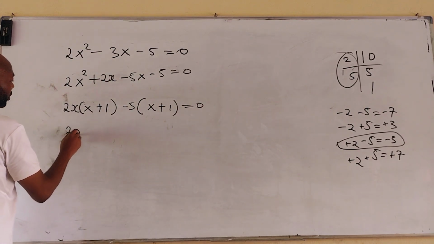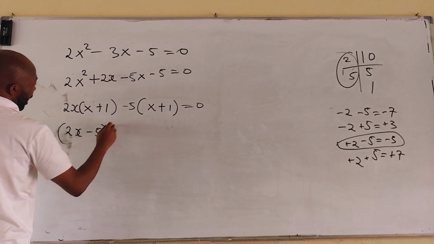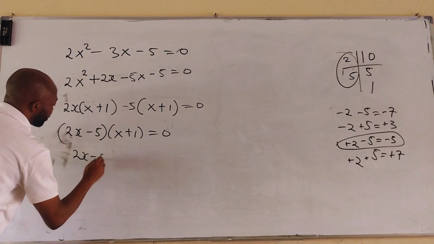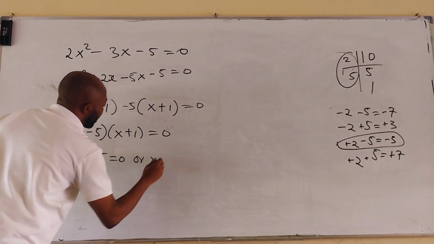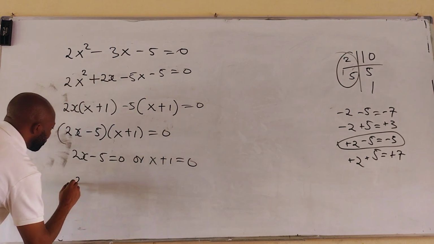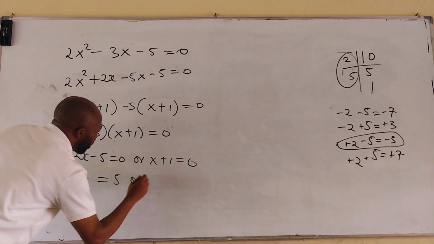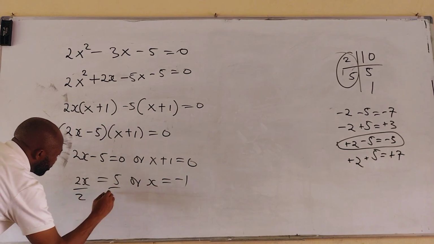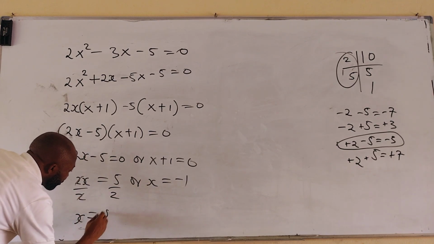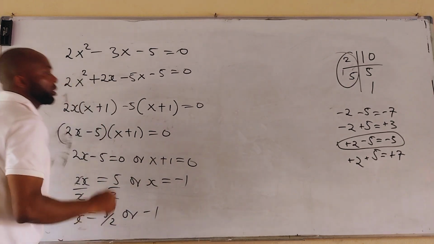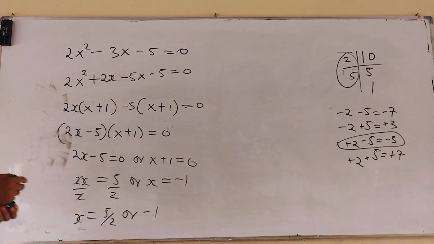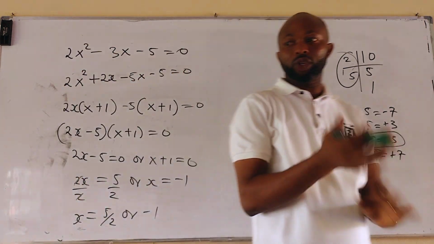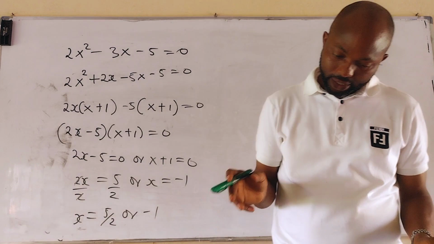I can easily say 2x minus 5 and x plus 1 all equals to 0. So 2x minus 5 is equal to 0, or x plus 1 is equal to 0. 2x is equal to 5, or x is equal to minus 1. Divide both sides by 2, x is equal to 5 over 2 or minus 1. We have done quite a lot. Let's see if we can solve two more questions to call it off for the day.